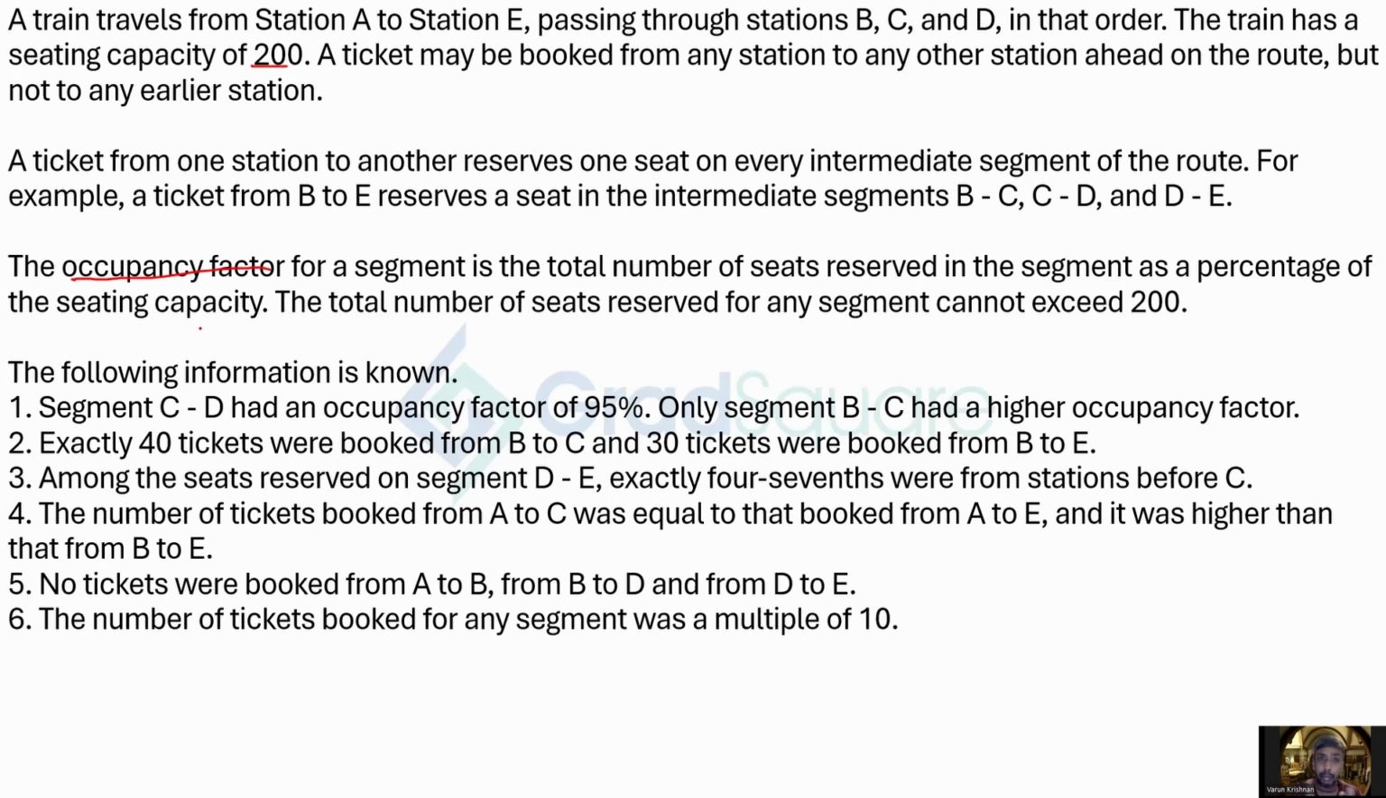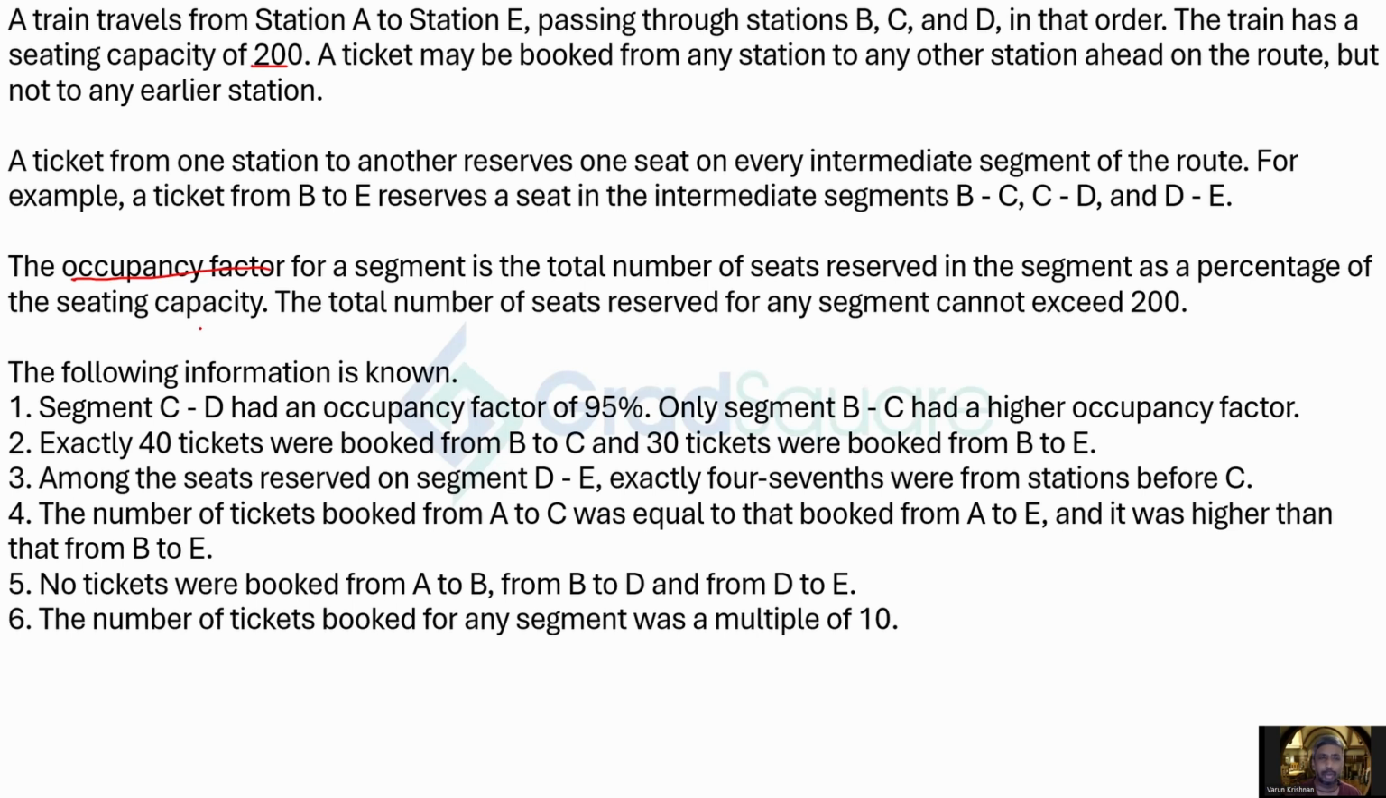A segment is, for example, between B and C. When the train is traveling between B and C, what is the occupancy percentage? When it is traveling from C to D, what is the occupancy percentage? That is the percentage of the total number of seats that has been occupied. That is the occupancy factor. Again, the total number of seats reserved for each segment cannot exceed 200.